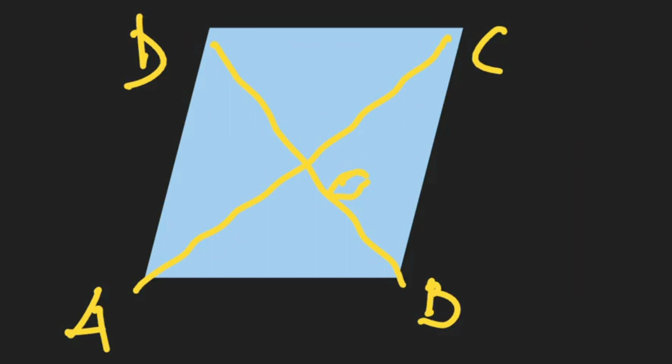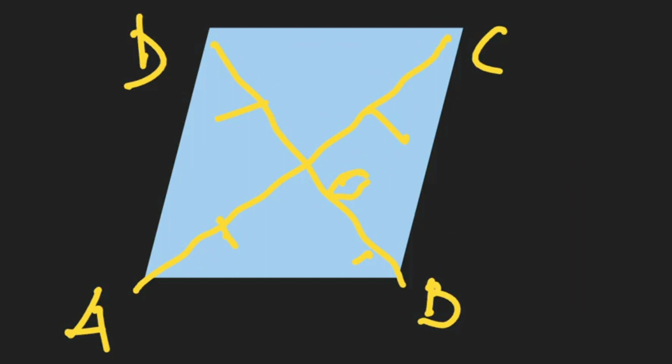We know that the diagonals of a parallelogram bisect each other. Therefore, AO equal to OC and BO equal to OD.